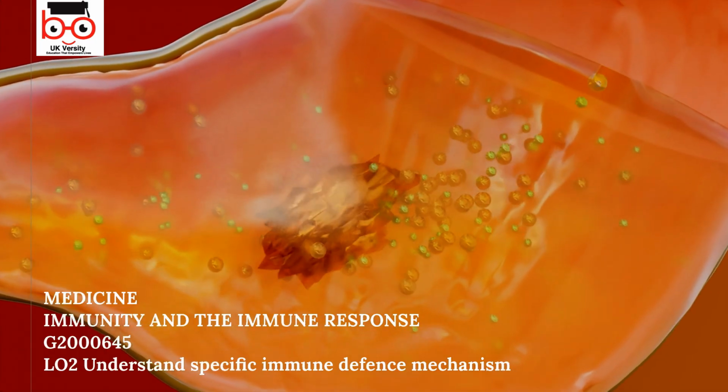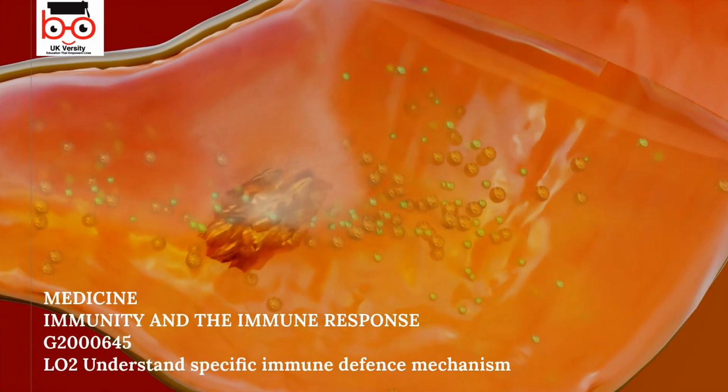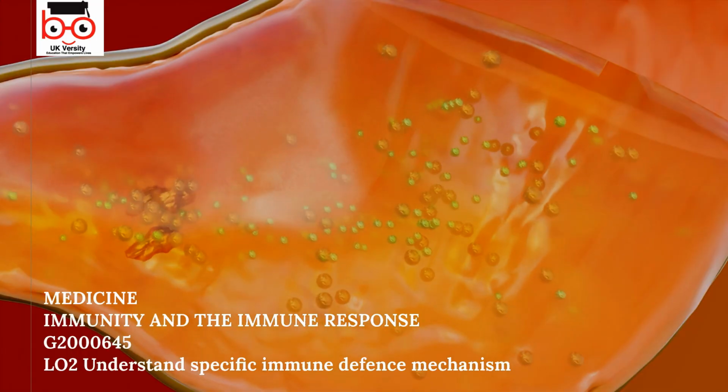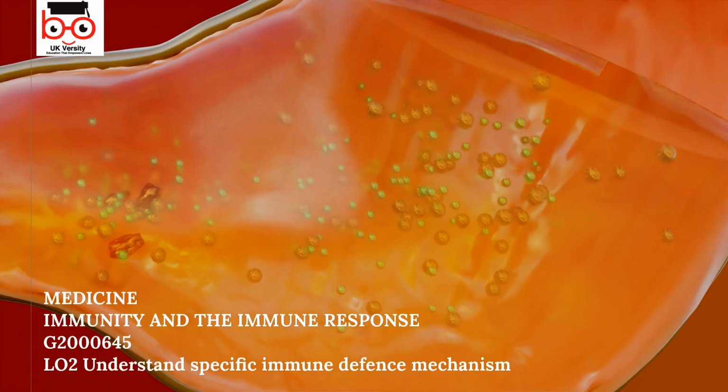Today, we will explore how the adaptive immune system targets specific pathogens, recognizing particular antigens, and developing long-term protection through immune memory.